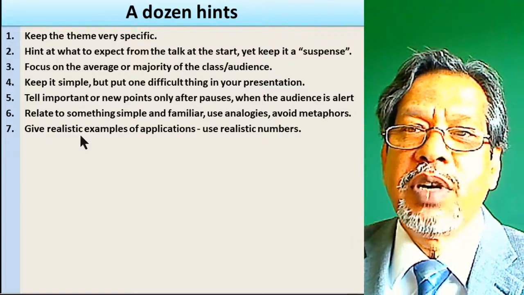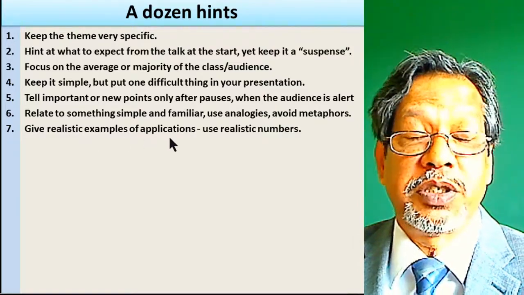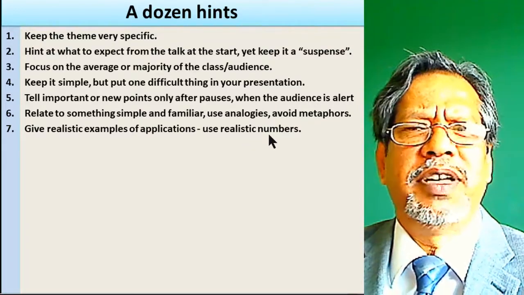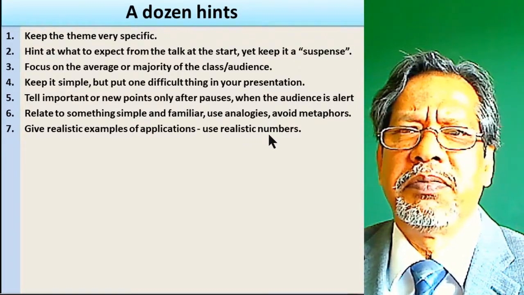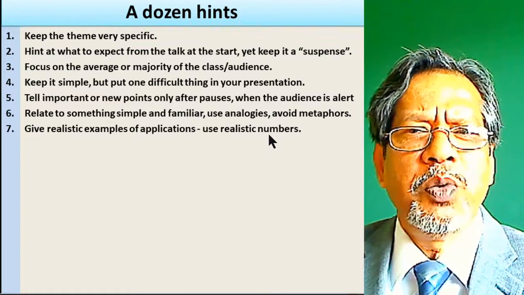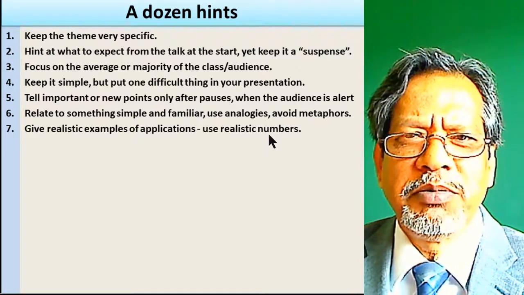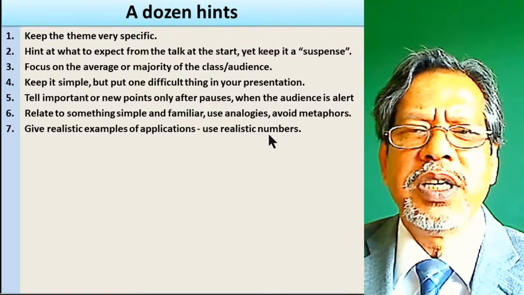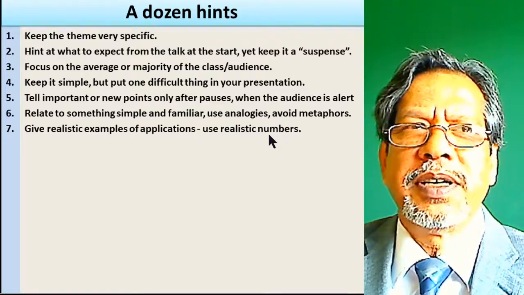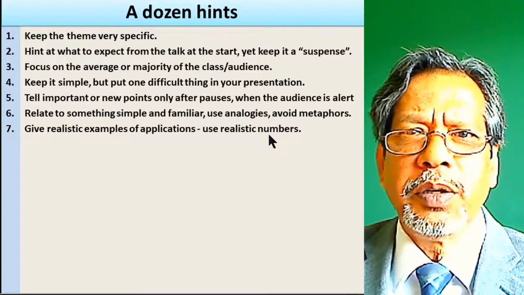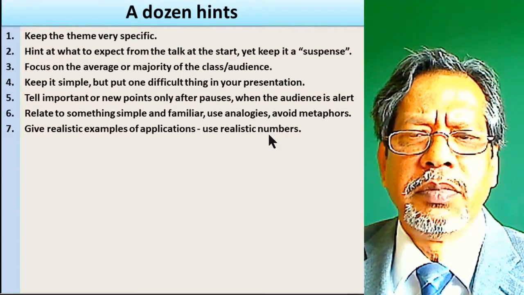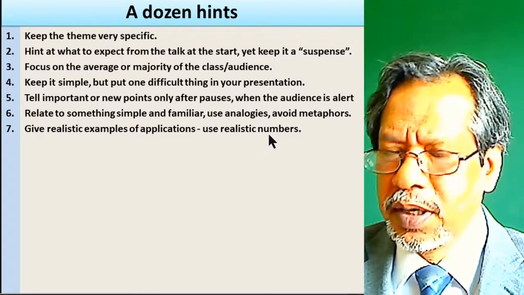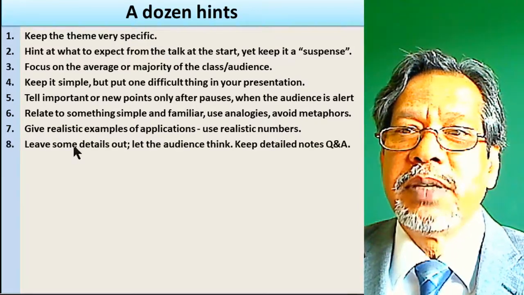Give realistic examples of applications, whatever you have done. Use realistic numbers. Some people throw in numbers, million, billion. They don't know what the realistic numbers are. No, take the real numbers from your experiment, from a machine or a computer. Don't say zillions. Why? Zillion is not a proper term. If it is 1.2 million, say 1.2 million. That's it. Finished.